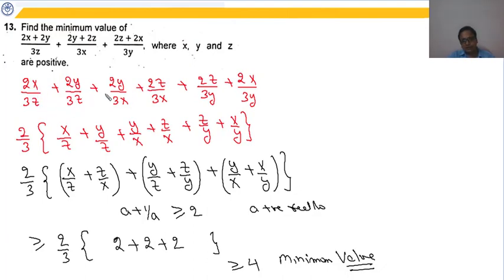Ideally, we could have taken 2 by 3 straight away in the first step. So we could directly come to these steps. And then if we observe that there is x by z and z by x, it's reciprocal. Y by z and z by y. Y by x and x by y. So three pairs are there for reciprocal. So we could straight away move forward.